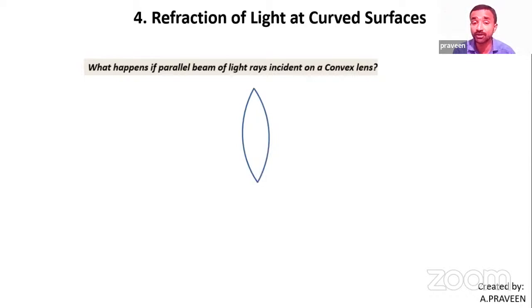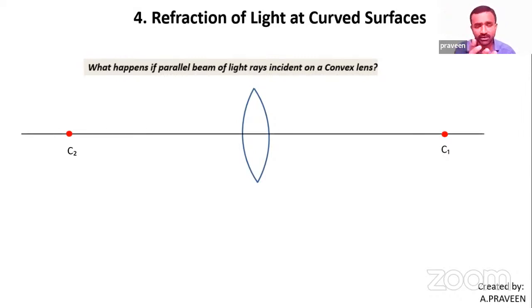Simply identify its terminology: pole, centers of curvature, right? Then assign numbers to them. The left surface is the first surface. It's a spherical shape with its center towards the right side. So that's why C1 is on the right side for a convex lens. Then C2 is on the left side. The right side surface is the second surface, and its center is towards the left side. So that's why C2 is given on the left side. Then recognize its pole after drawing a line connecting the centers of curvature. No problem, then the pole is identified.